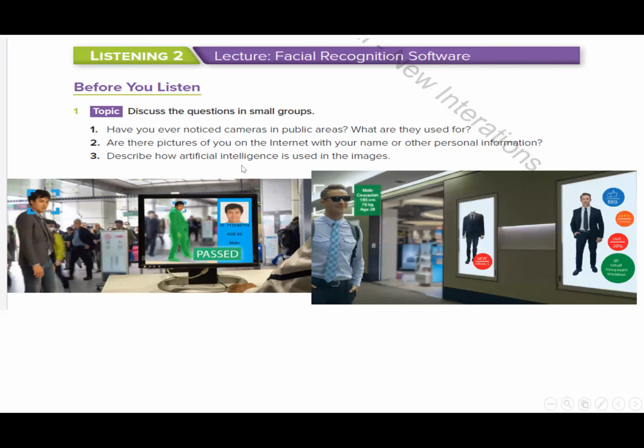Describe how artificial intelligence or AI is used in the images. ازاي بيستخدموا الـ AI الذكاء الاصطناعي او الـ artificial intelligence in the images. You can stop the video for 1 minute at least and think of these pictures. زي ما انتم شايفين في الصورة, this is public place. زي ما انتم شايفين على السكرين, someone is passing. في واحد بيمر من على الشاشة.